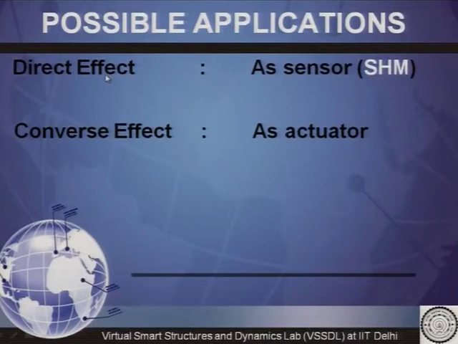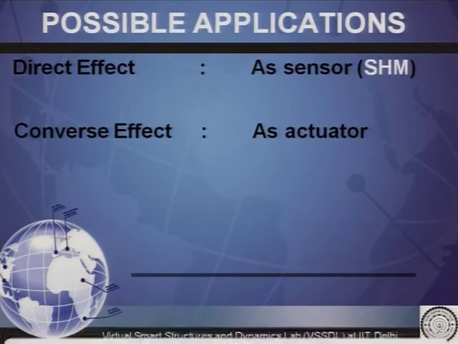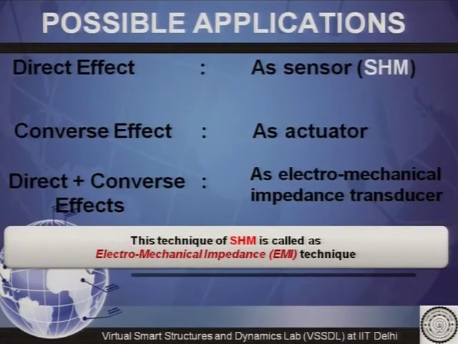So, possible applications of piezo materials are: in the direct effect, it can be used as a sensor for the structural health monitoring of any structure, that is SHM. In the converse effect, piezo materials can be used as actuators, and when these materials are used in combined action, that is, direct and converse effect simultaneously, they are used as electromechanical impedance transducers. This technique of SHM is called EMI, the electromechanical impedance technique.